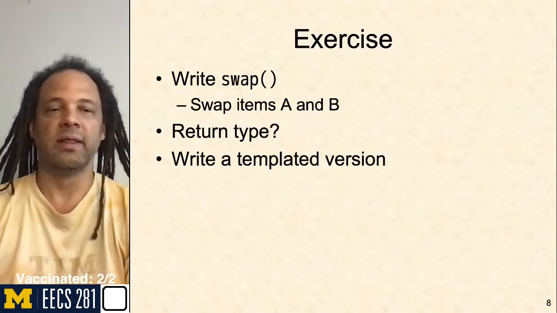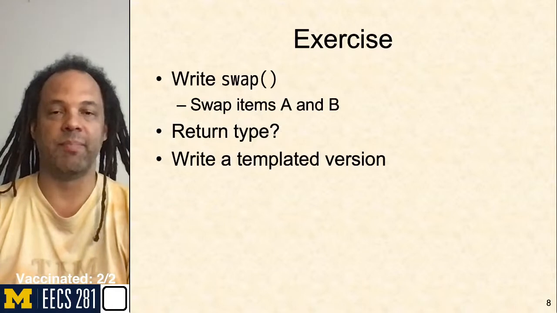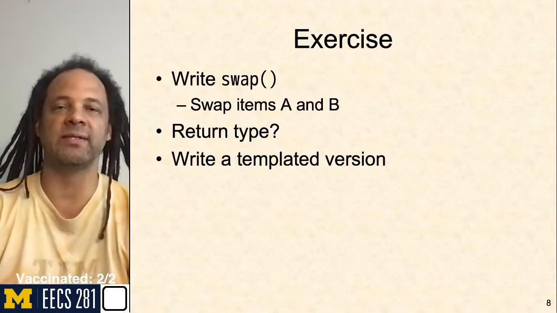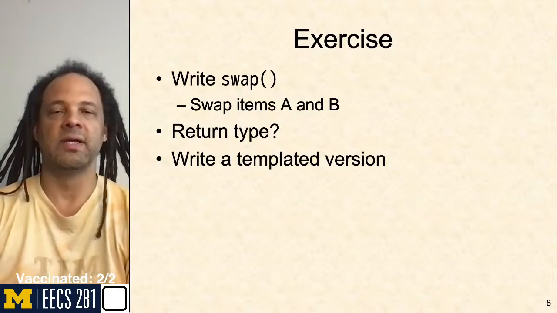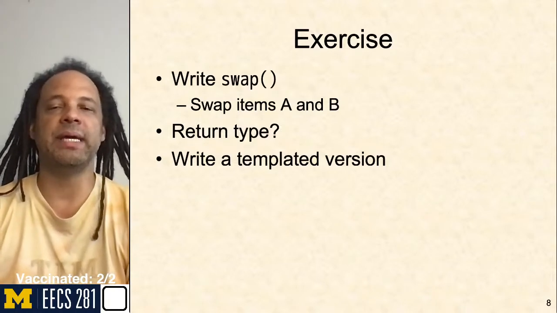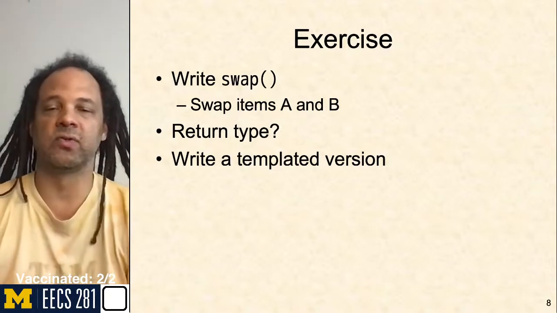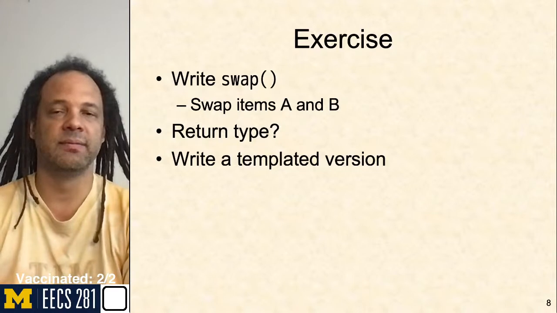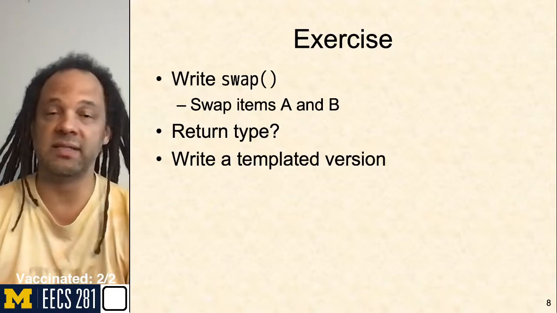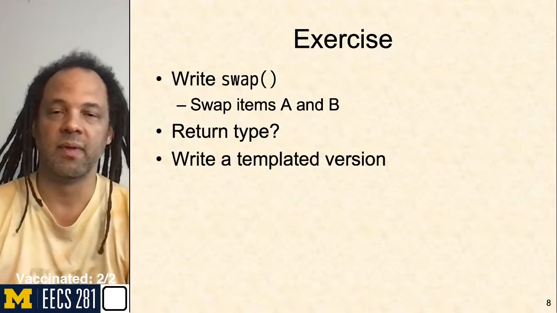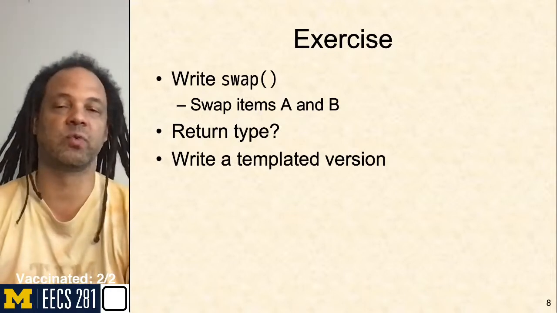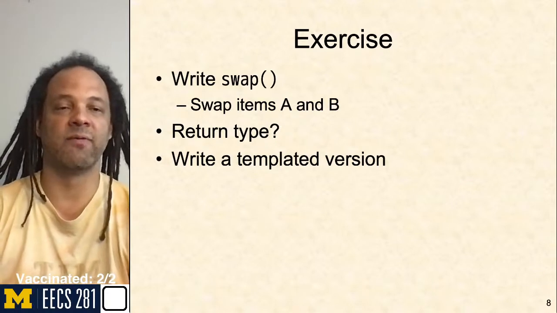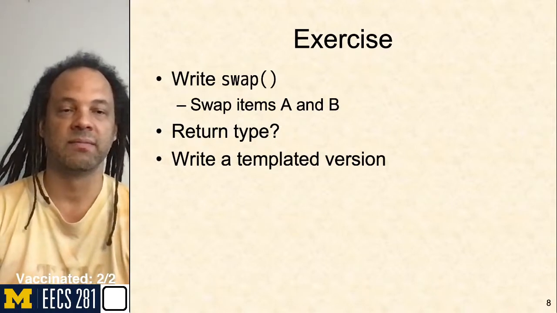So for starters, let's write a swap. Just to make sure we understand how we do this, we're going to be swapping when we put things in order while sorting things. So we have two items, A and B. We need to write a swap. So as you think about this, what should your return type be? Is there a return? Can you write a templated version of swap so that we can do like the STL and minimize the amount of code that we actually have to write?